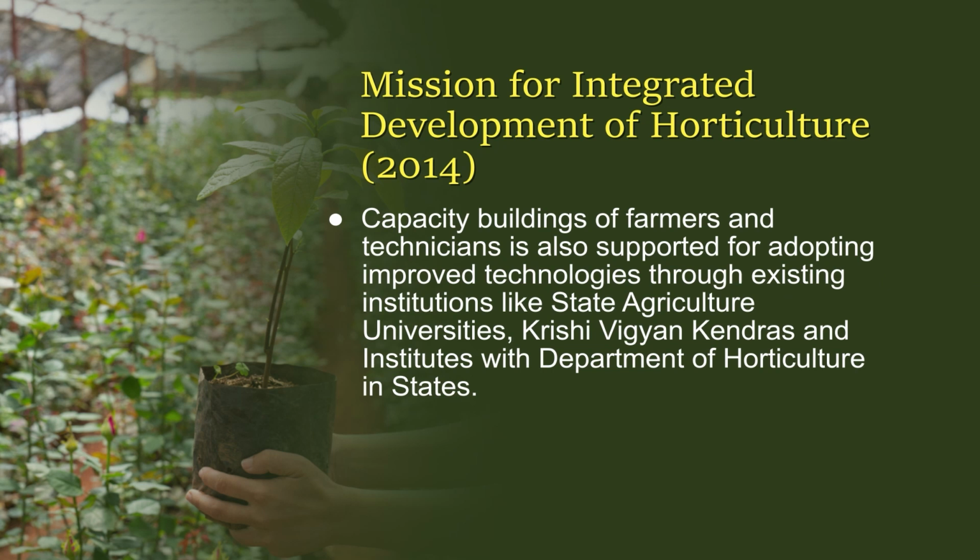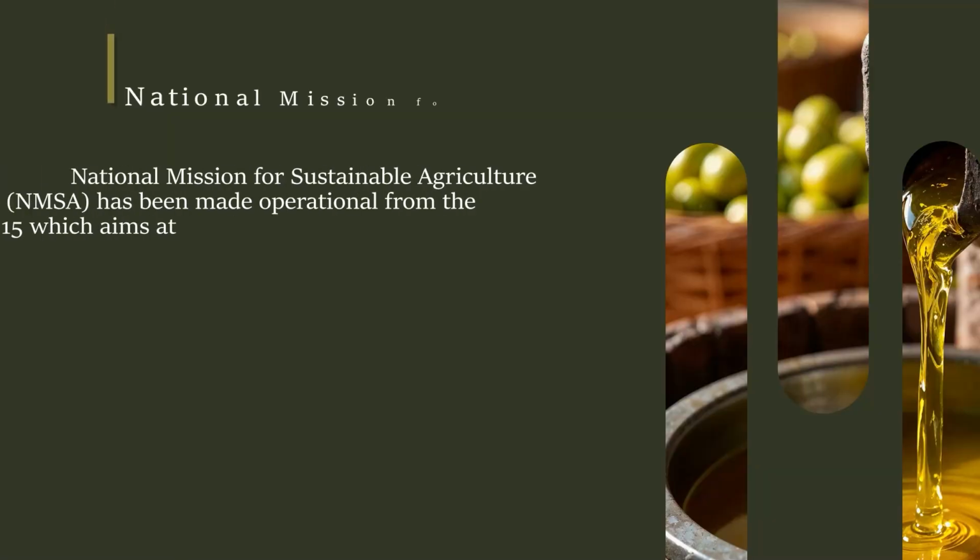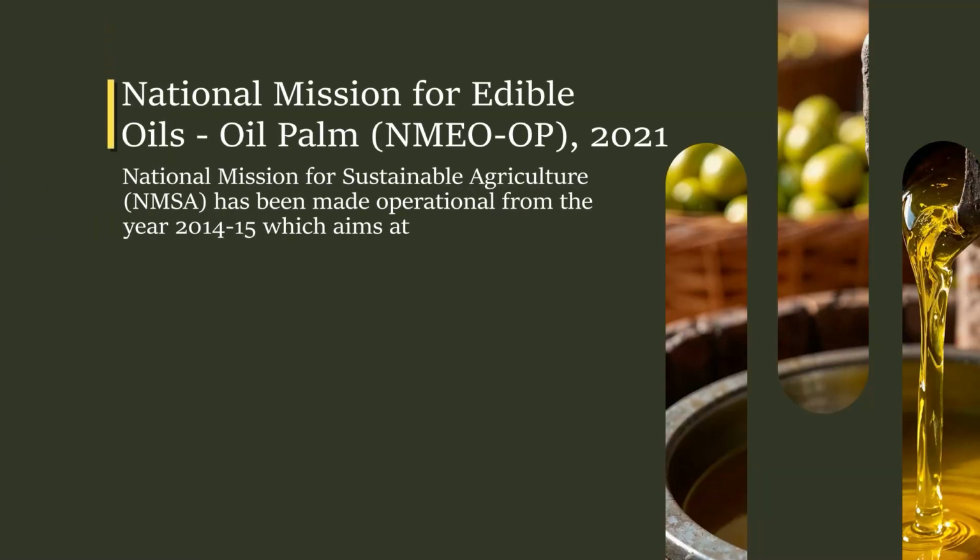So through this, we are able to build the capacity of farmers in techniques, and they are also supported in adopting improved technologies through our existing institutional structure, like the state agriculture universities, the Krishi Vigyan Kendras, and institutes with the Department of Horticulture in different states. The National Mission on Edible Oils, Oil Palm, NMEO-OP, was introduced in 2021.